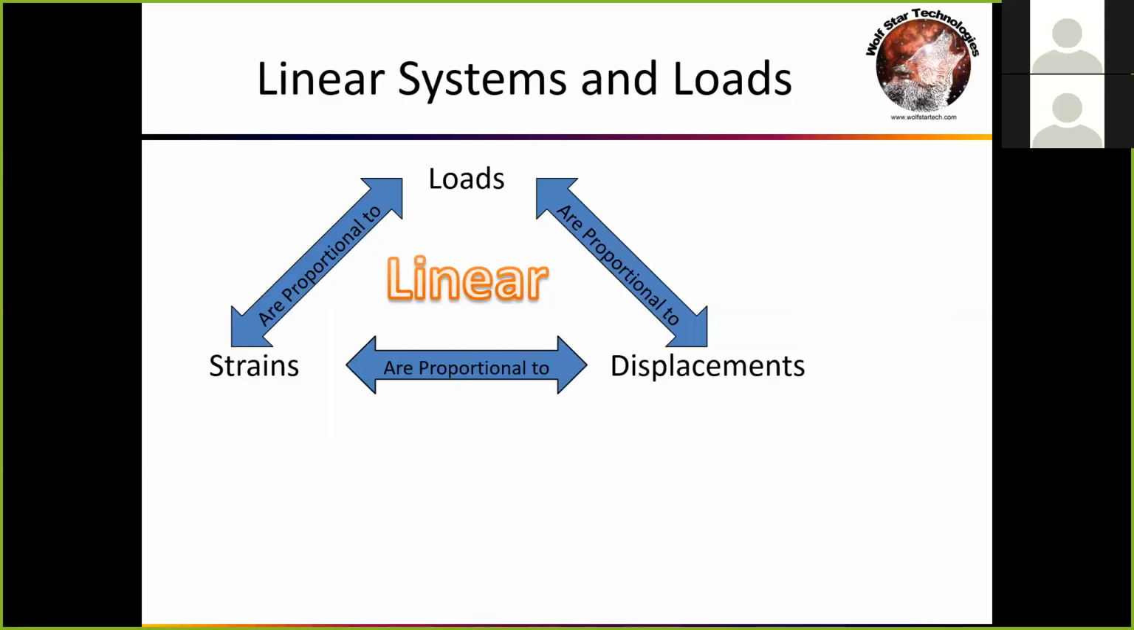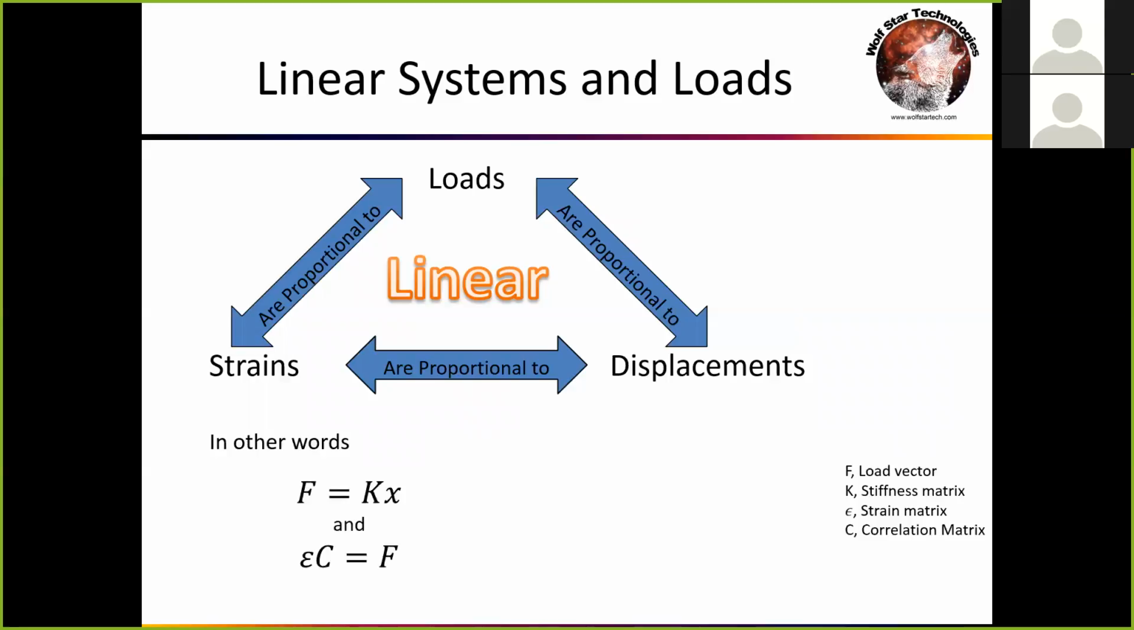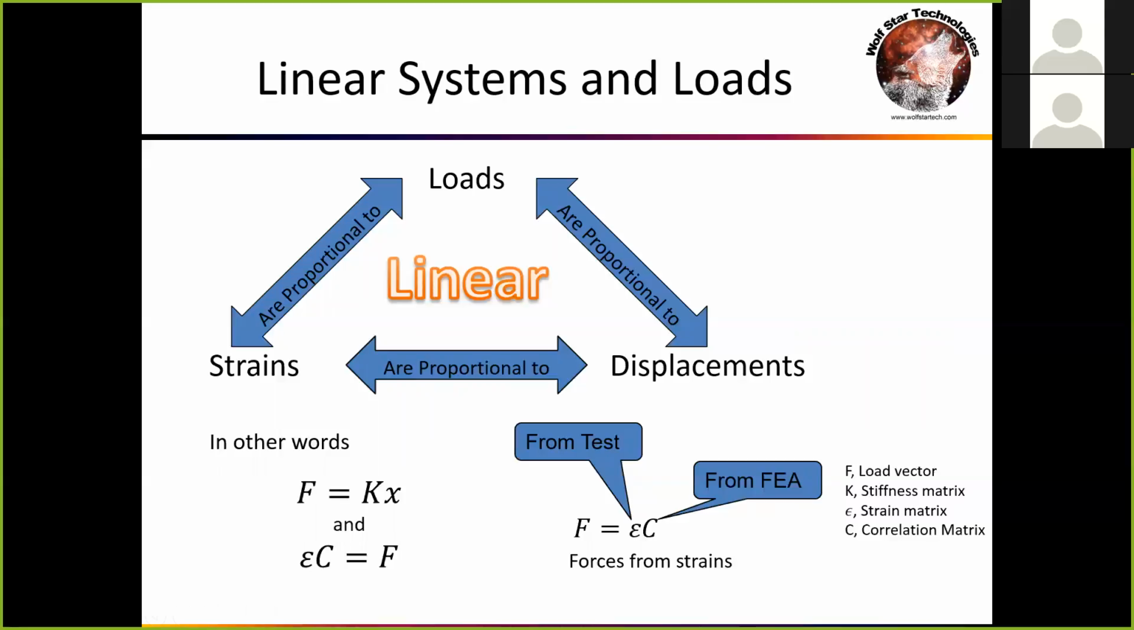So I can take this diagram and turn it into a couple of equations. So the right-hand side, well, that's F equals Kx. That's Hooke's law. So if your structure obeys Hooke's law, then the corollary, which is the left-hand side of this triangle, which is strain times the correlation matrix equal to load, has got to apply. So this is what we're using for true load, and we're going to calculate forces as being strains from test times a correlation matrix from FEA. So this is what true load's doing.